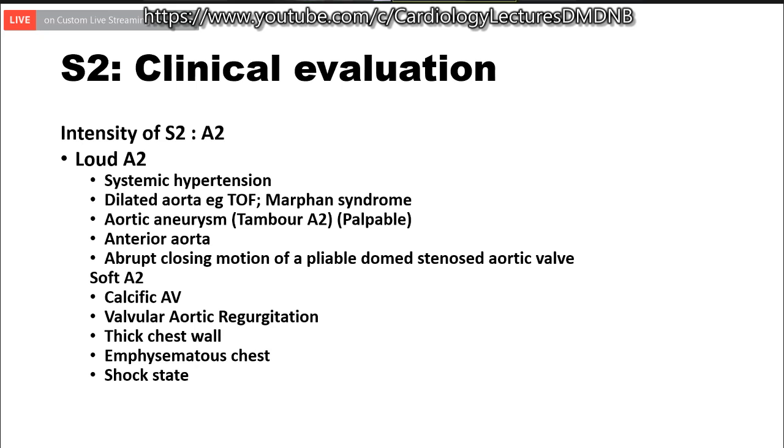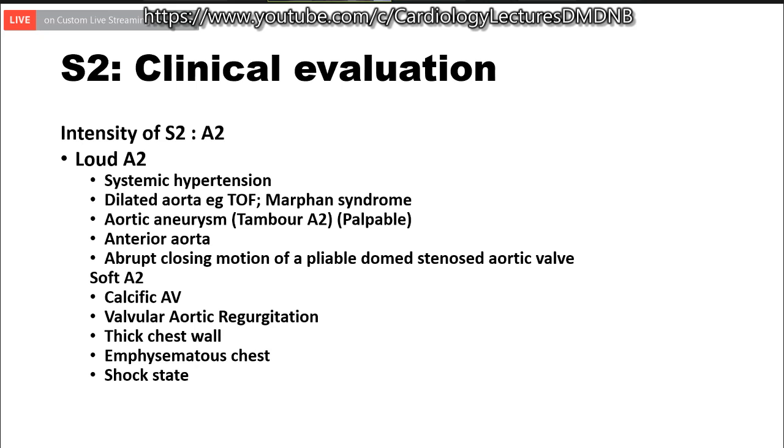Liter per minute per meter square. Okay, 1.8 liters per minute per meter square body surface area. Right. What is the pulmonary wedge pressure? It is more than 18. Very good. It's very easy to remember.